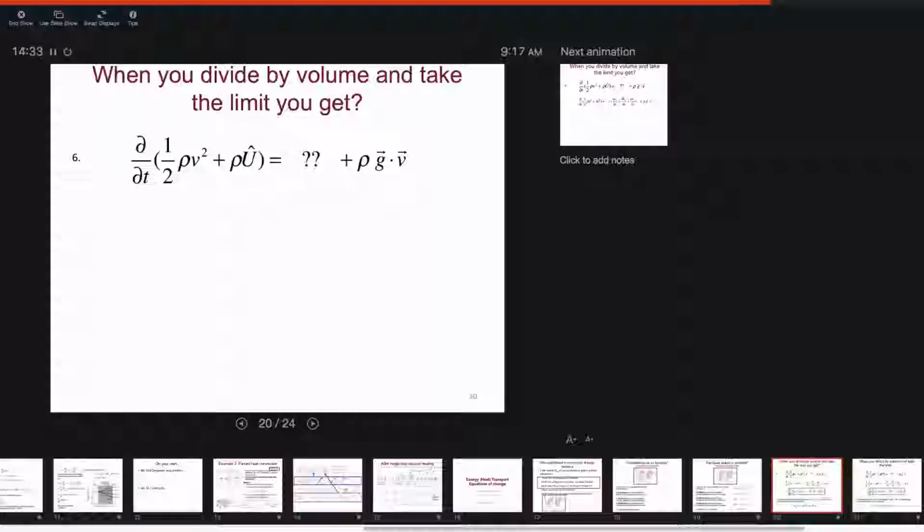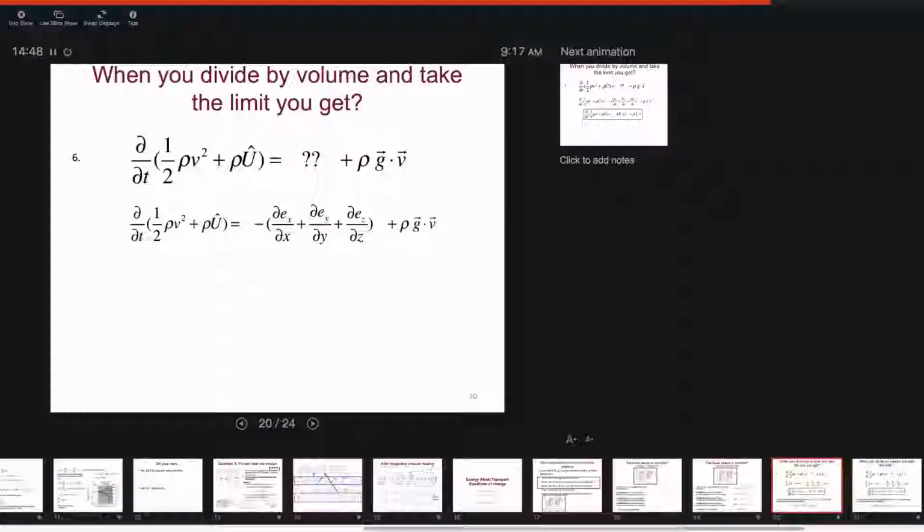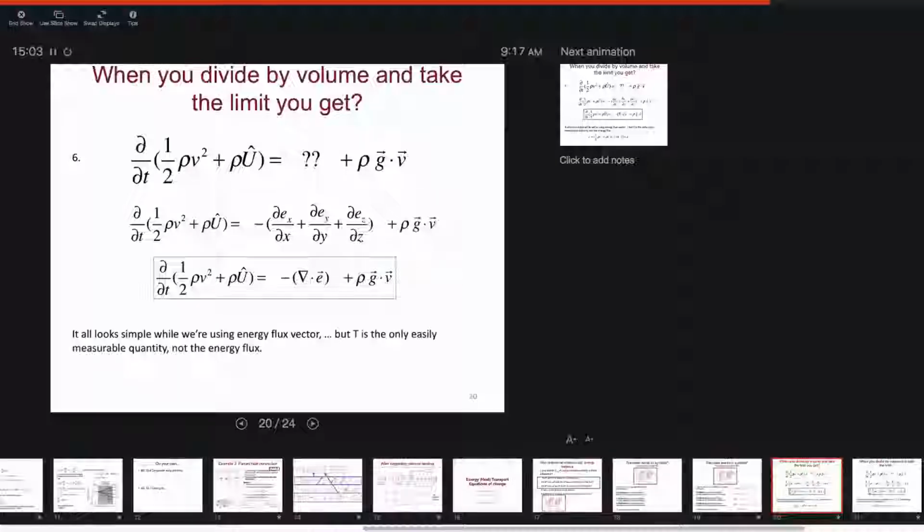All right, so when we divide by volume and take the limit, what do we get for this term? These three terms. My favorite operator, divergence. So dEx/dx plus dEy/dy plus dEz/dz. That gives us divergence of E plus rho g dot v. Okay? So not many surprises. It basically looks simple because we didn't write what E stands for. Okay? But we really need to solve for temperature, so this needs a little more work.